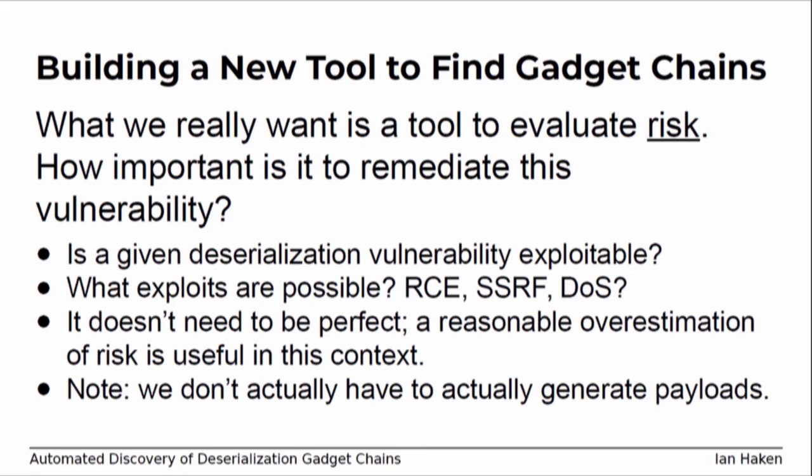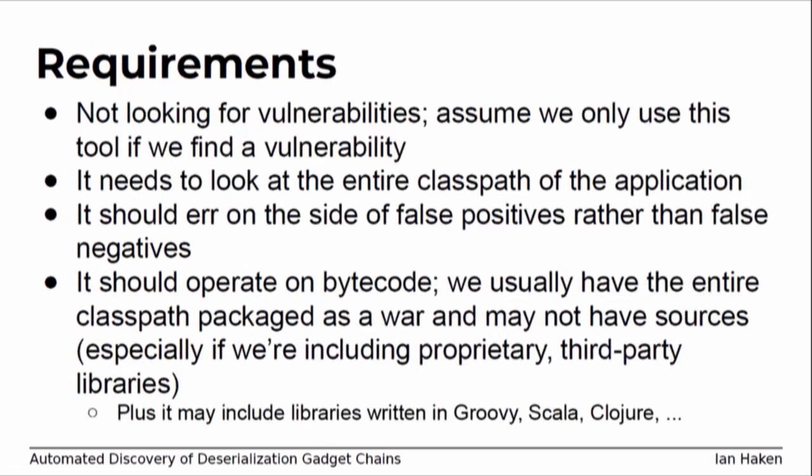You know, RCEs tend to be much more interesting than DOS. And so if that's our goal, just to evaluate the risk, we don't necessarily have to be perfect. We don't have to set about to solve this problem once and for all. A reasonable overestimation of risk is reasonable. And we don't actually have to generate payloads if we don't want to. Knowing what kinds of payloads might be constructible is also a really useful piece of information.